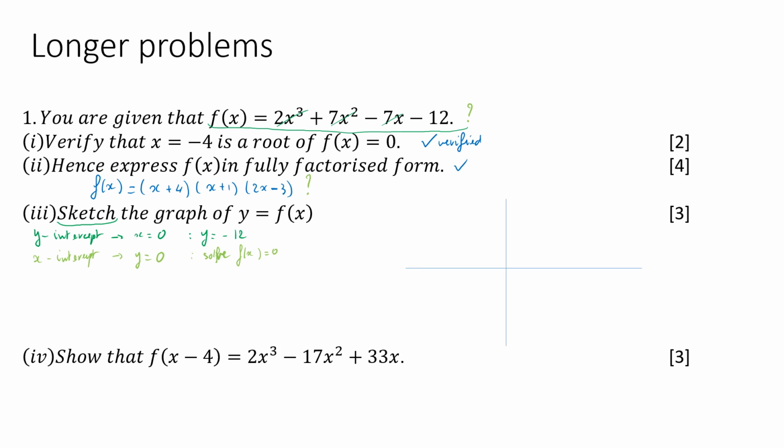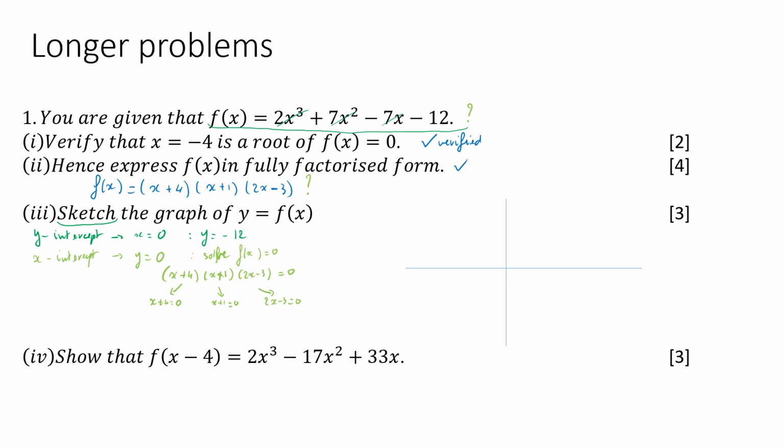And here there's no hesitation. Of course you are going to use the factorized version. So you need to have x plus 4 and then x plus 1, I'm not reading properly, and then 2x minus 3 equals 0. So your solution will need to be either x plus 4 equals 0, or x plus 1 equals 0, or you're going to have a third term, 2x minus 3 equals 0.